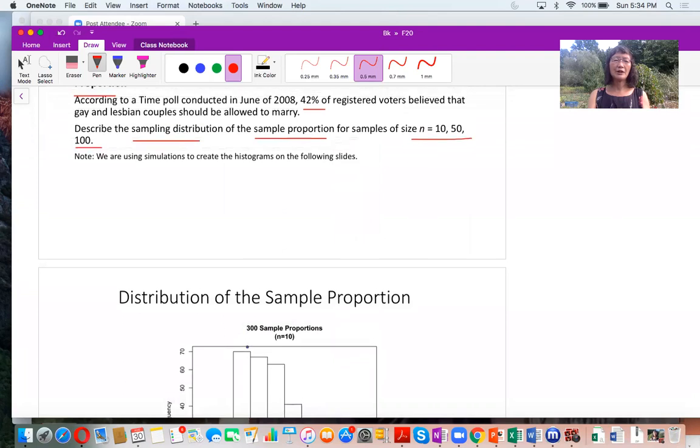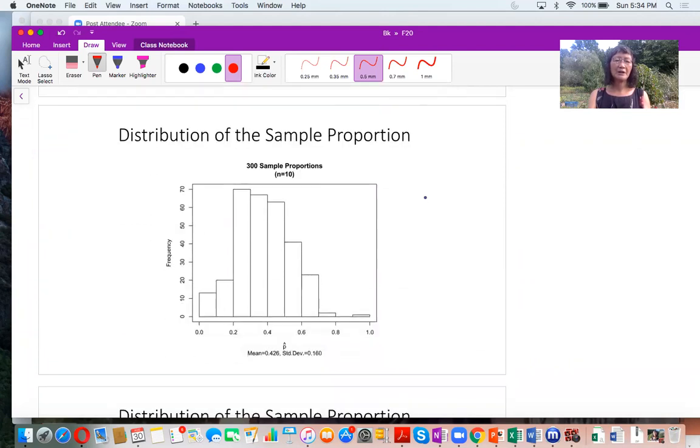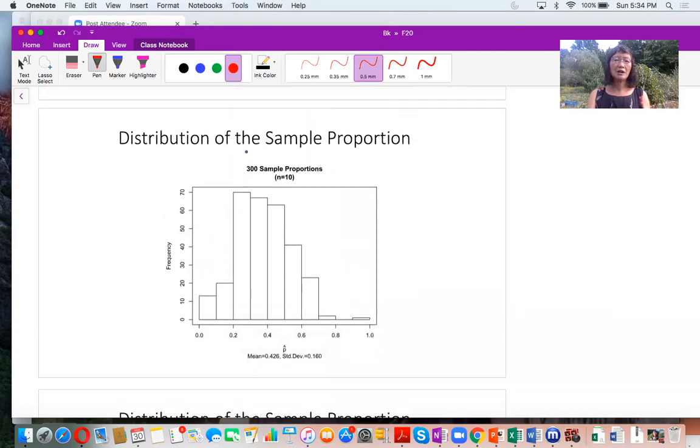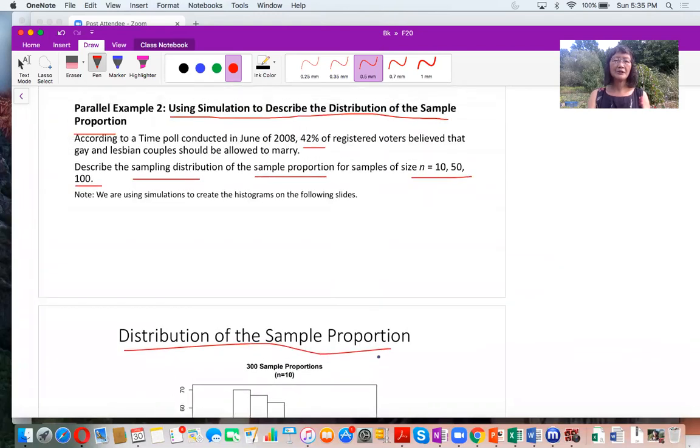So let's analyze the result. It uses technology, the simulation, because this is a very large number. So this is the distribution of the sample proportion. The y-axis is the frequency count. The x-axis represents the proportion. And this is the sample size n.